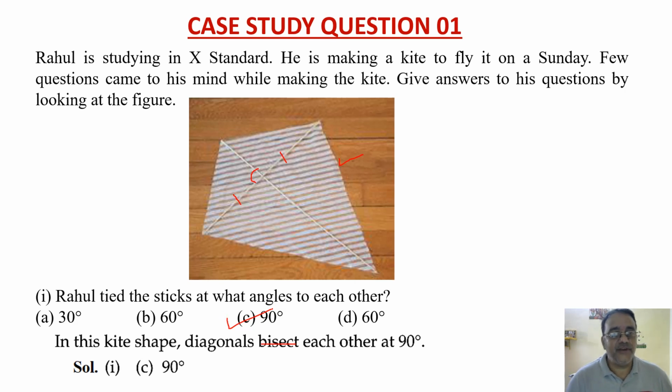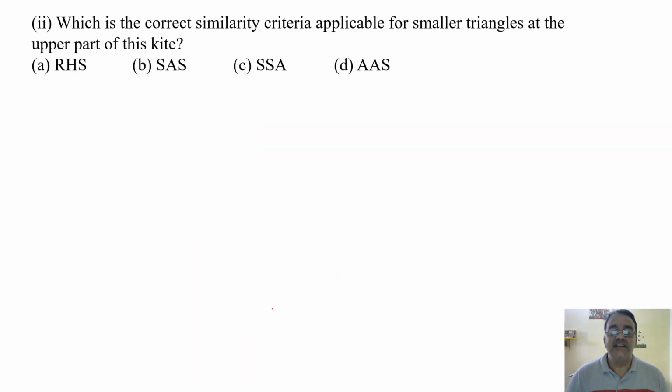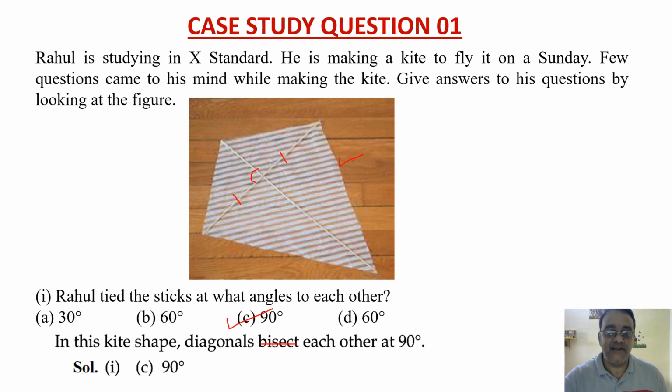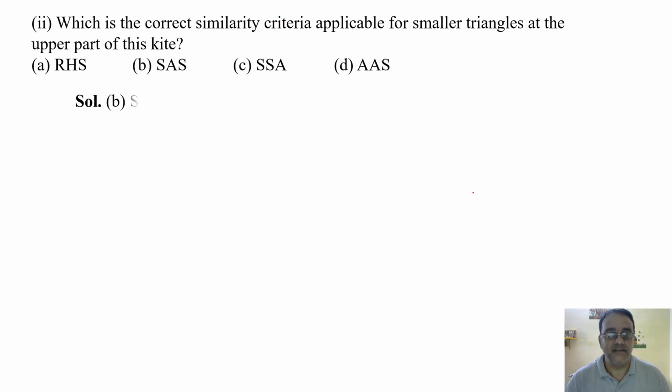Okay. So now we are moving toward the next question. Which is the correct similarity criteria applicable for smaller triangles at the upper part of this kite? So ये वाला कार्ड देखो, these two. देखो ध्यान से, these two, एक मिनट पूरा मैं मिटा दे रहा हूँ. These two sides are equal and these two angles are equal and this is common. So which criteria is applicable here? Yes. Right. So SAS is the correct answer.